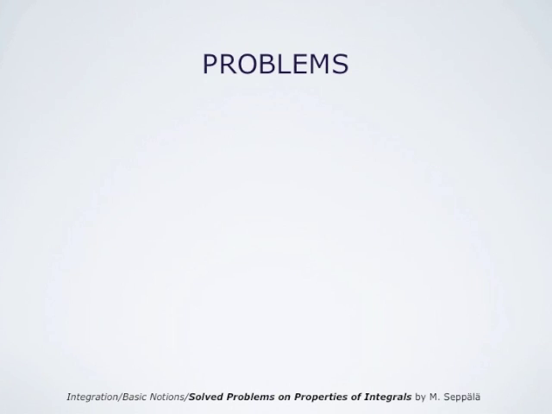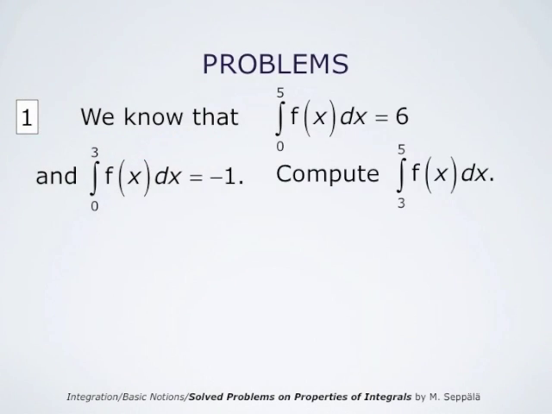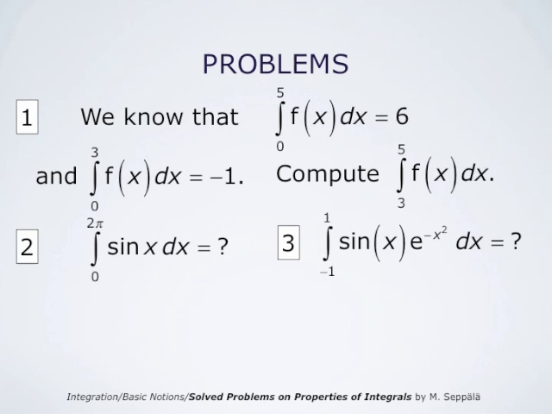The problems to be considered are the following. The first one: we know that the integral from 0 to 5 of f of x dx equals 6 and that the integral from 0 to 3 equals negative 1. Our task is to compute the integral from 3 to 5 of f of x dx. In the second problem, we have to compute the integral from 0 to 2 pi of sine of x dx by using the properties of integrals and the definition of the integral as a limit of Riemann sums. In the third problem, we have to compute the integral from negative 1 to 1 of sine of x times e to the negative x squared dx, also using the properties of integrals.